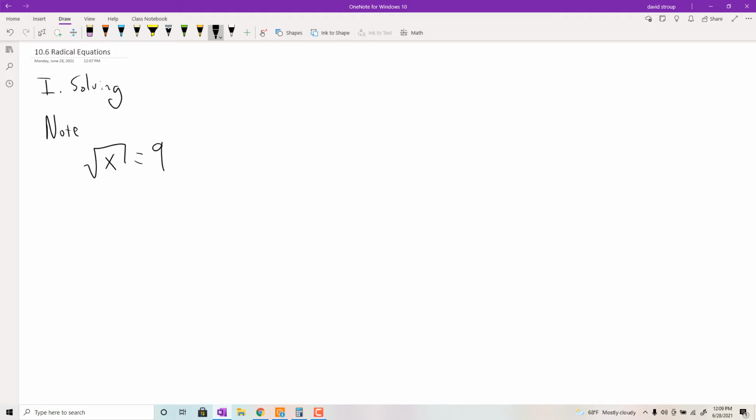So here's an example of a simple version of this problem. We have the square root of x equals 9. So we'll square both sides. On the left, we'll have x, and on the right, it'll be 81. That'll be our solution. Unfortunately, in these situations where you're raising both sides of the equation to an even power, you have to check your solutions.